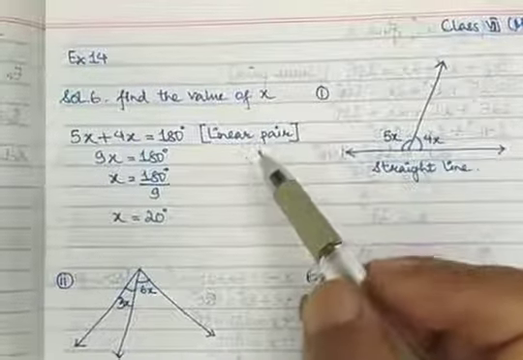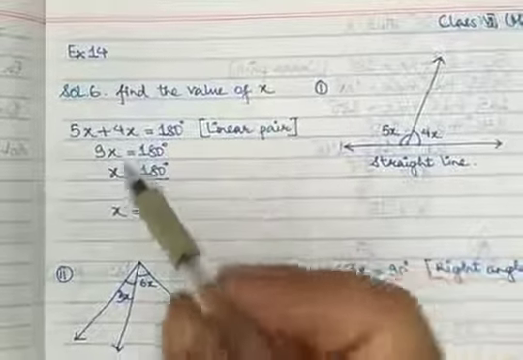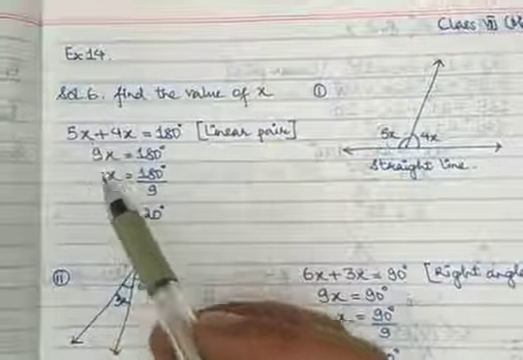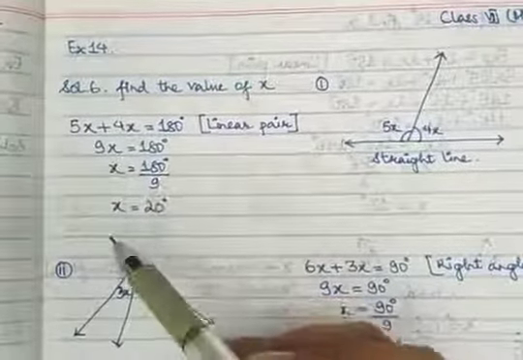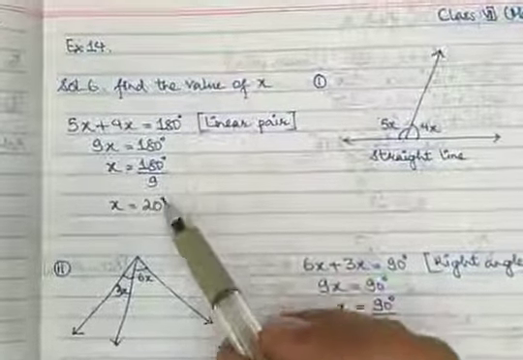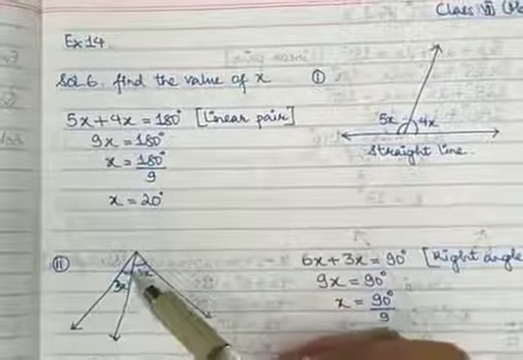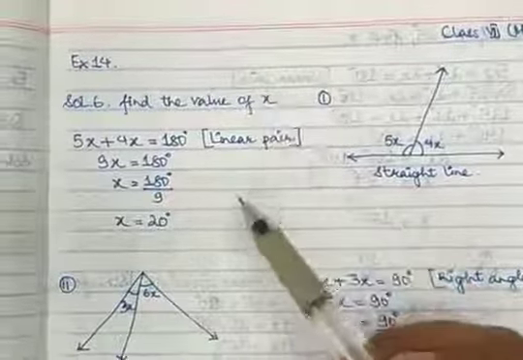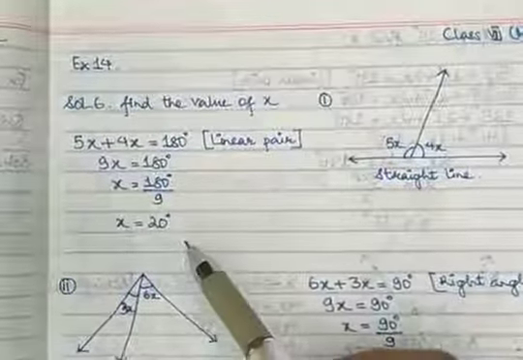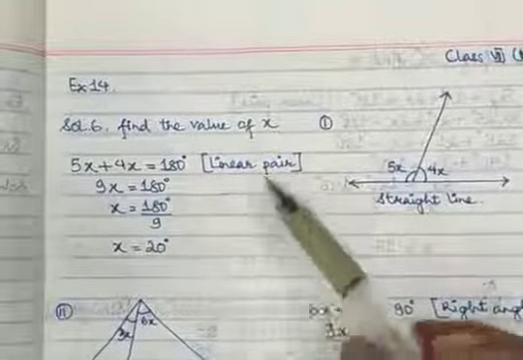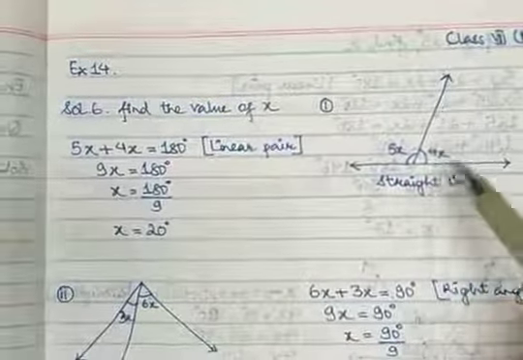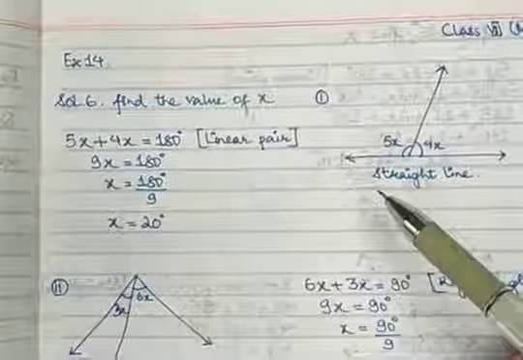Now it turned into a linear equation in one variable. 5 plus 4 is 9x, and 9 goes to the other side and becomes division. So simply, the value of x is 20 degrees. In this one, we need to just find the value of x, no need to find the angles. If the question was to find the angles as well, then you would need to substitute the value of x in both and get your answer.